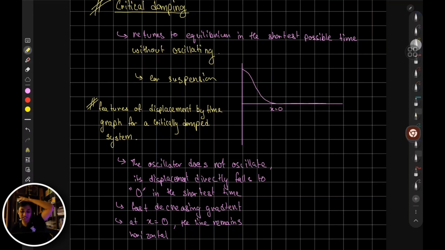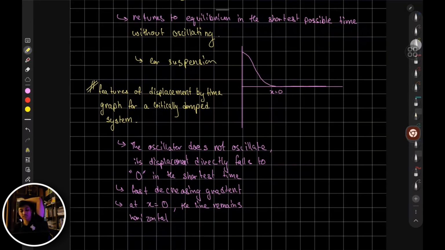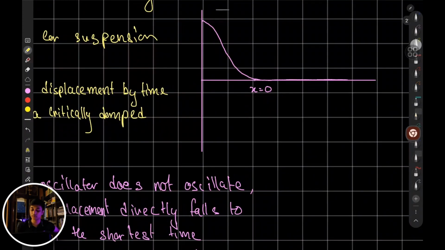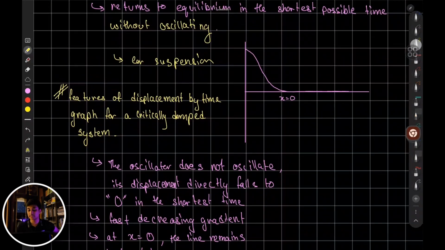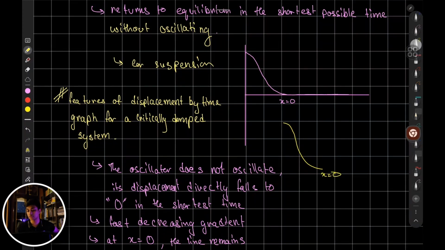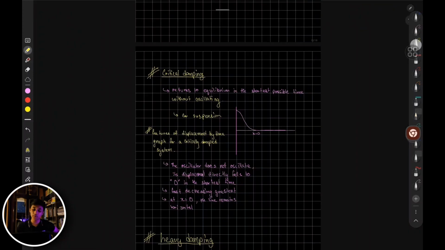So the features of the displacement by time graph for a critically damped system is that the oscillator does not oscillate. Its displacement directly falls to 0 in the shortest time. So for the graph, you're going to notice a fast decreasing gradient. And at x equals 0, which is over here, it's going to plateau, not increase or decrease, and stay horizontal. So basically, it has a steep decrease and reaches x equals 0. Great. So that is your critical damping.